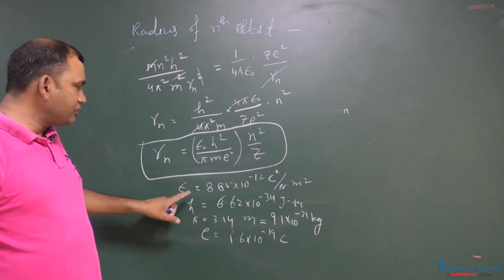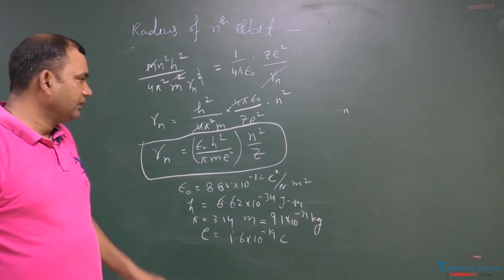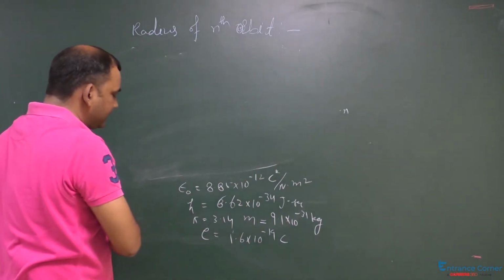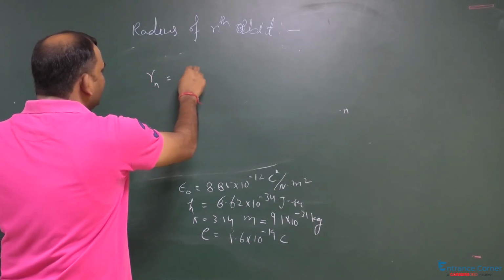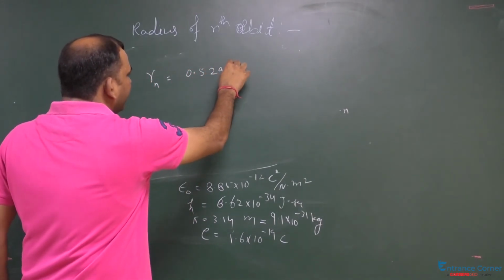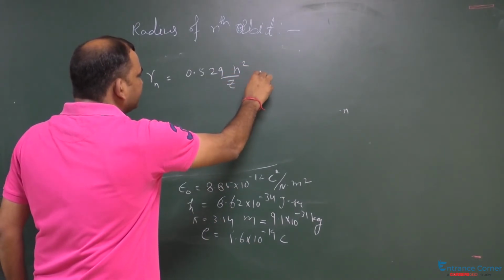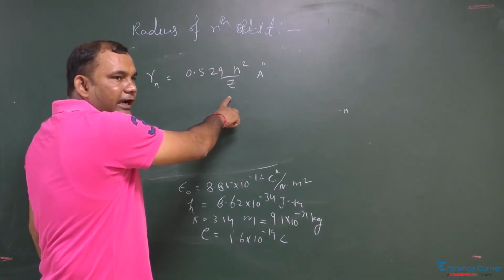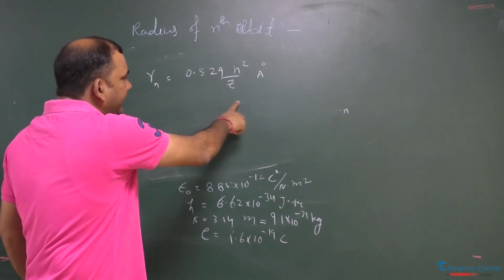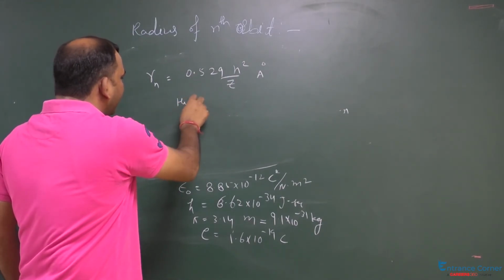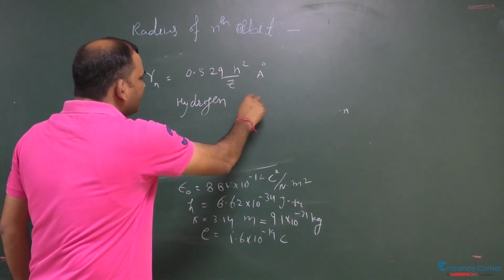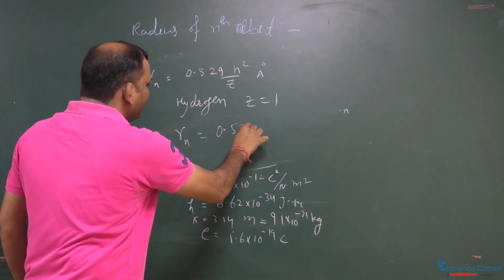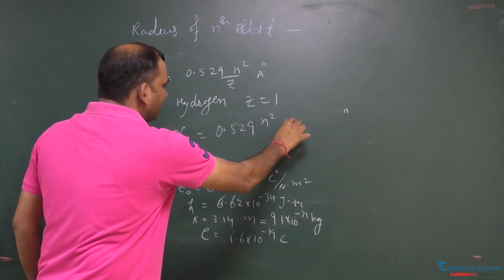Now, you see these all quantities are constant quantities. So, when we put the value of these all in that formula, then it comes out as rn is equal to 0.529 into n square by Z angstrom. Now, Z is the atomic number for any atom, and for hydrogen, Z is equal to 1. So, radius of nth orbit is 0.529 n square angstrom.